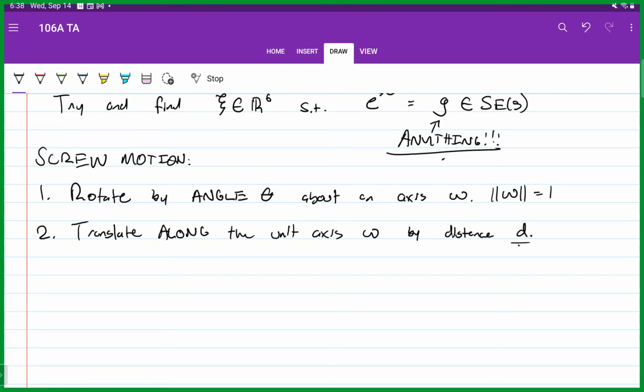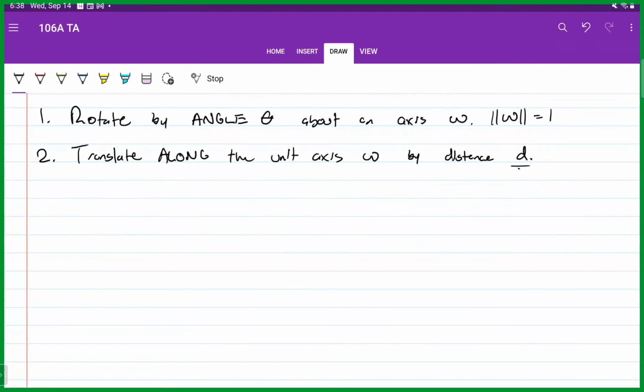Okay, so let's sketch out what that looks like. I'll leave this in the lab downstairs. If you guys just mess around with it afterwards, it's kind of fun. All right, so what does this look like?